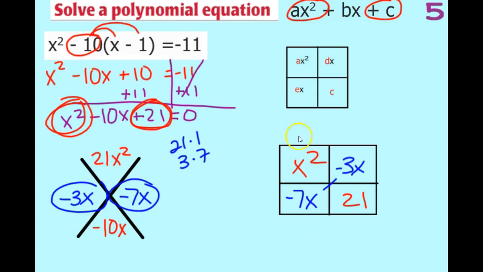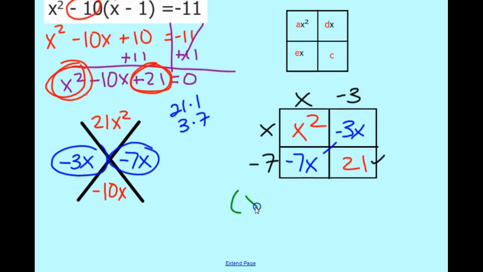And then factor out. x times x is x squared. X times negative 3 is negative 3x. X times negative 7 is negative 7x. And check your last box. So we have x minus 3 and x minus 7. This one was equal to 0, so we need to solve both.